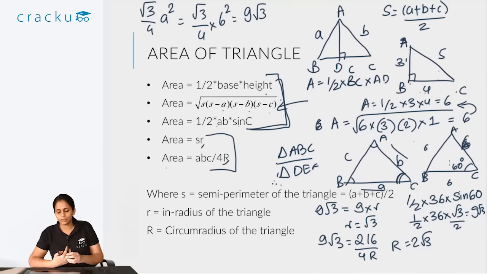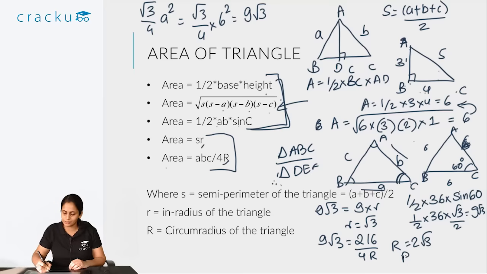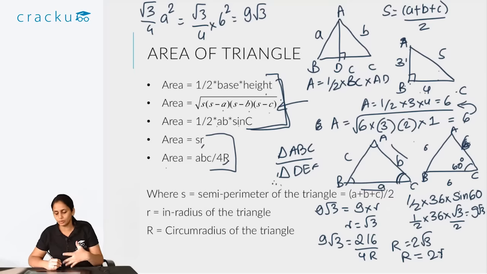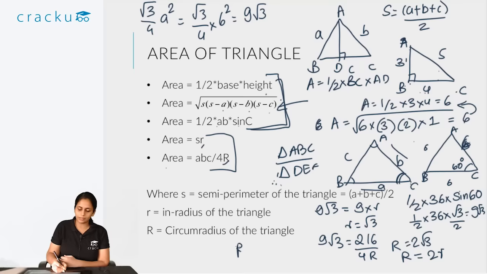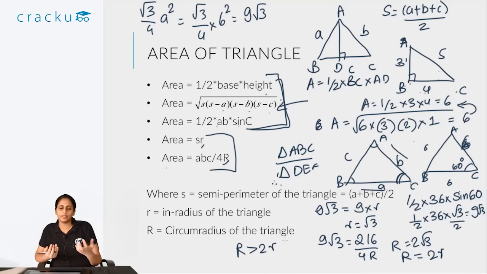So one thing that you should note over here is that the circumradius is 2 times the in radius. This is true only for equilateral triangles. Only in equilateral triangles is the circumradius equal to 2 times the in radius. In all other triangles, circumradius will be greater than 2 times the in radius. This is a property that can sometimes help you if you are asked about in radius and circumradius as such. The reason for this is that essentially the equilateral triangle maximizes the area in such a way that you can draw the largest possible circle inside that area.